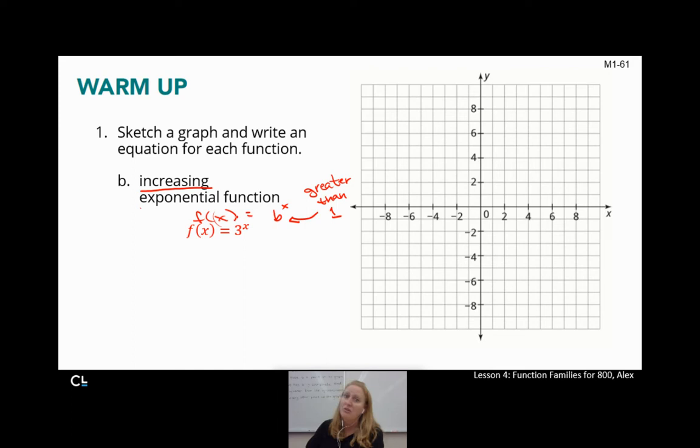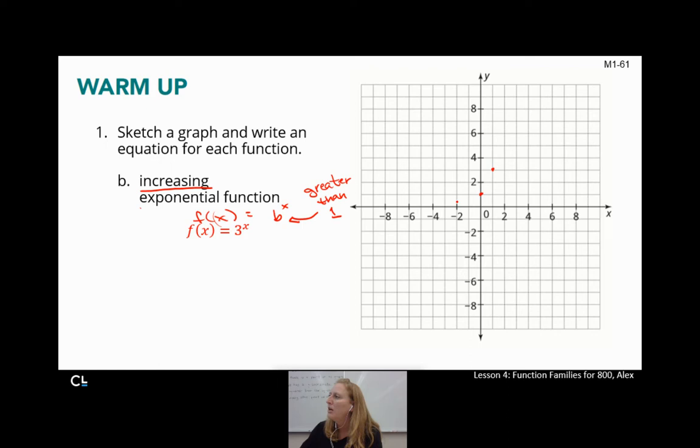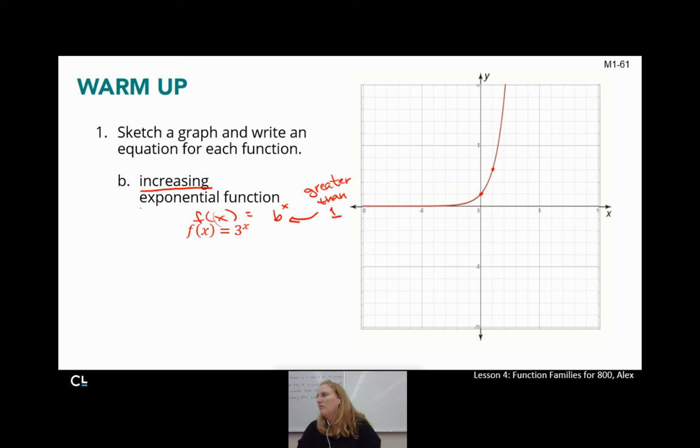Exponential functions always hit at 1. That's a discussion for another time. You could use Desmos to help you graph. That's totally cool. I know if I plug in a 1, I'm going to get a 3, and I know it's going to do the upward curve thing. It's going to come in low and then swing up. So there it is, all in its prettified glory. It's beautiful.